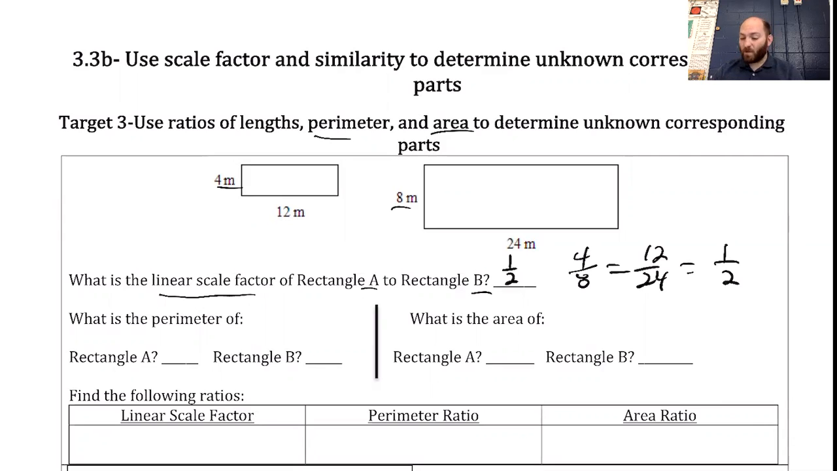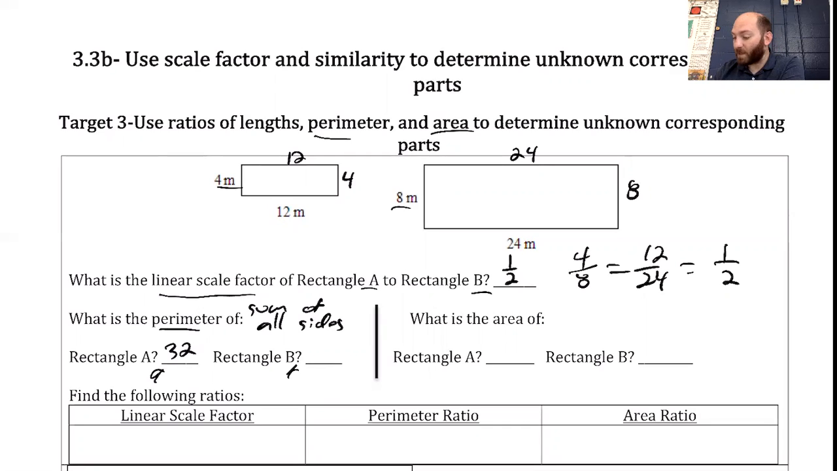The next thing I want to do is find the perimeter of each of these shapes, A and B. Since these are rectangles, I'm going to fill in these other side lengths here. Remember, perimeter is just adding up all the sides, the sum of all sides. There are shortcuts with this, but I'm just going to do 4 plus 12 is 16, plus 4 is 20, plus 12 is 32.